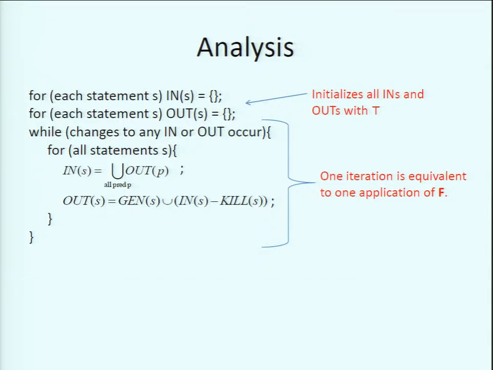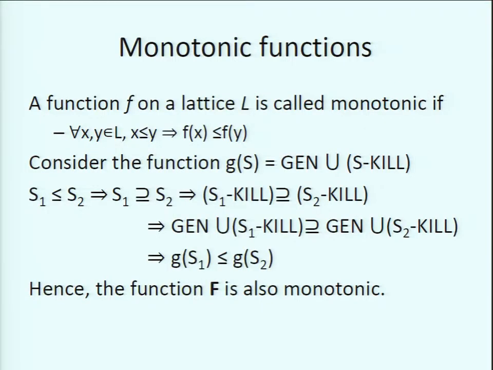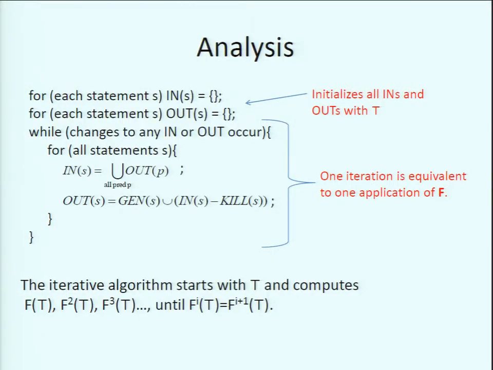Okay. So in other words, the iterative algorithm starts with top, which is the empty set for all in and out, and then it computes f top, f square top, f cube top, until we reach some f^i top where there are no changes to in and out, which means that f^i top is equal to f^(i+1) top. So this is the fixed point. That's very clear, because if you apply f on f^i top, then you will get f^(i+1) top, which is the same as f^i top. So that's a fixed point, but it's also the most precise fixed point. And to understand why it's the most precise fixed point, we need another property of the function f.